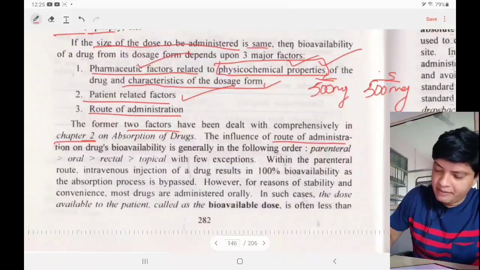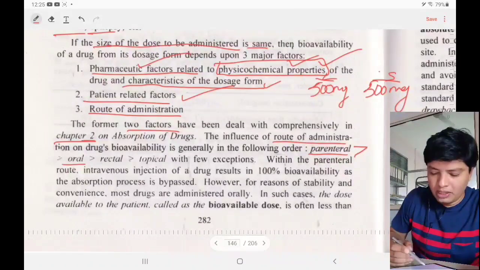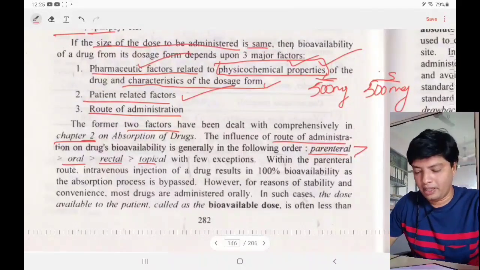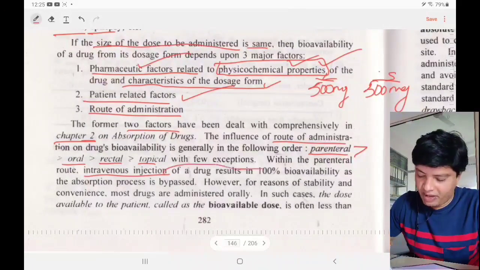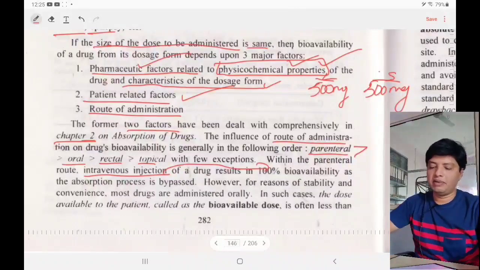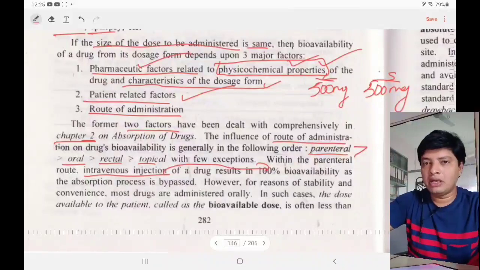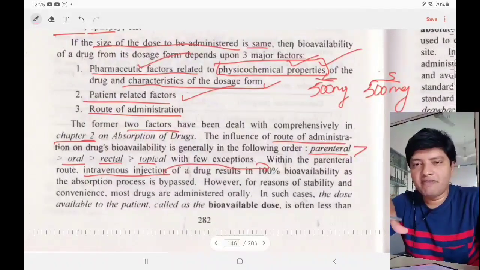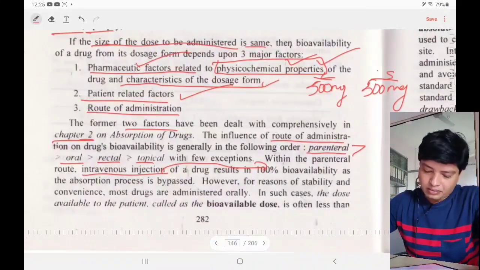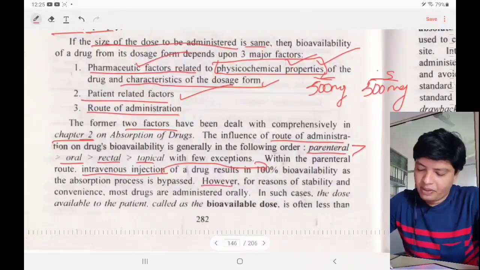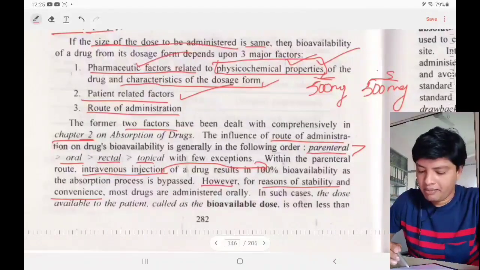What he is explaining is that the parenteral route is absorbed much more than oral, than rectal, than topical. In intravenous injection we have 100% bioavailability because it bypasses the absorption process. You are giving directly into the blood circulation. Next, however, for reasons of stability and convenience, most drugs are administered orally.